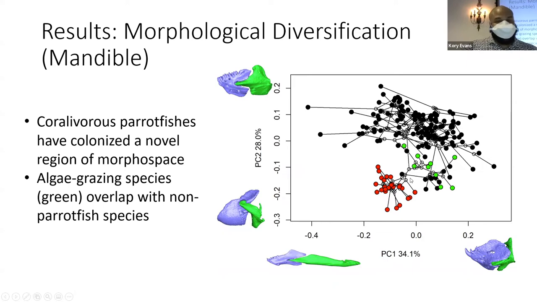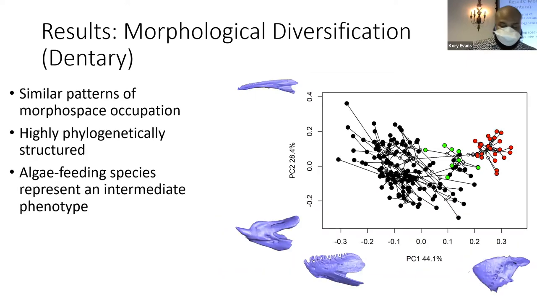So this is a really fun finding. One of the cool things about geometric morphometrics is that we're able to break apart traits and analyze them separately. So here we have the dentary bone. You can see that pattern of morphospace occupation even more clearly. So here, our coral reef clade is out there by itself. Nothing's really approaching it. And then that seagrass clade is once again occupying a very intermediate position between the full-blown coral-feeding parrotfishes and some of the macroalgae or seagrass clades.